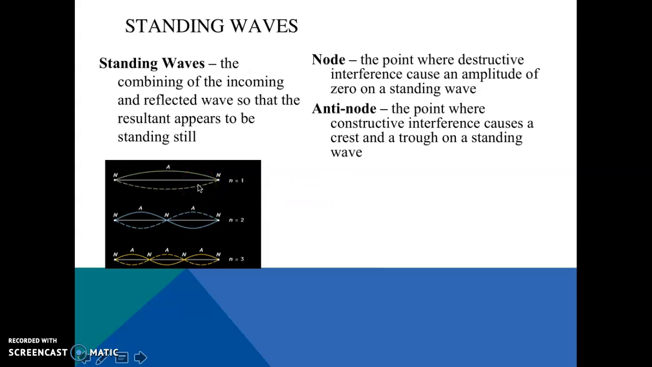It is the point where constructive interference causes a crest and a trough on a standing wave. And we talked about in 6.1 that a crest is the highest level of amplitude, so right here, versus a trough would be right here. Notice that there's always one more node than antinode, because here we have 1, 2 nodes, 1 antinode. Here we have 1, 2, 3 nodes versus 2 antinodes. Make sure you have those definitions written down.